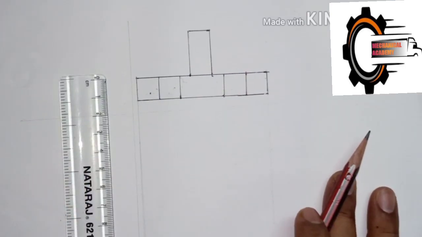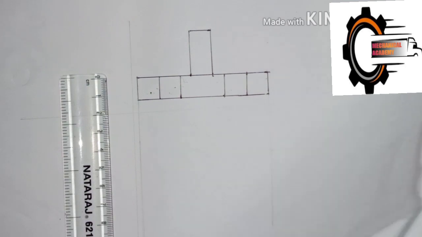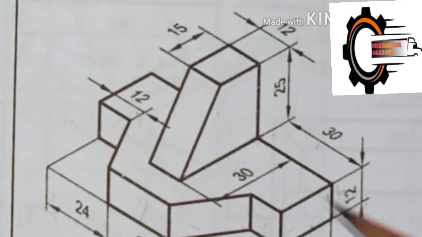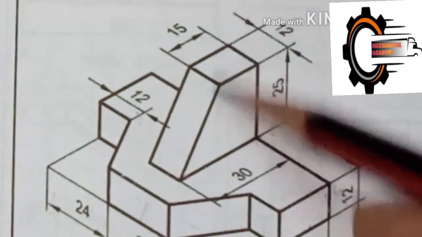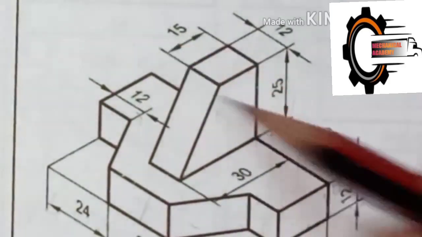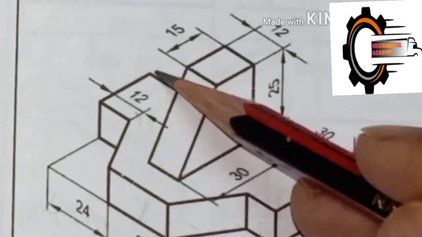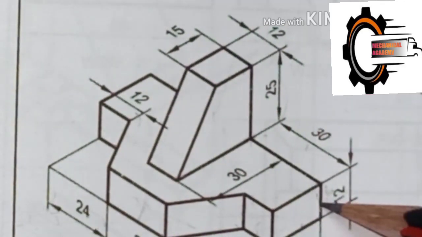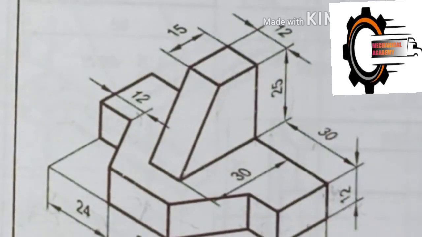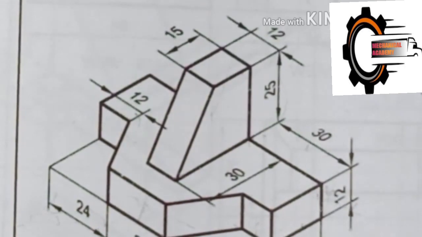Now on the top view, let's see the diagram once again. Have you seen this? This is the top view. In the top view the distance is the same as the front view, that is a total of 72 mm. And this distance is 20 plus 20, that is 40 mm.